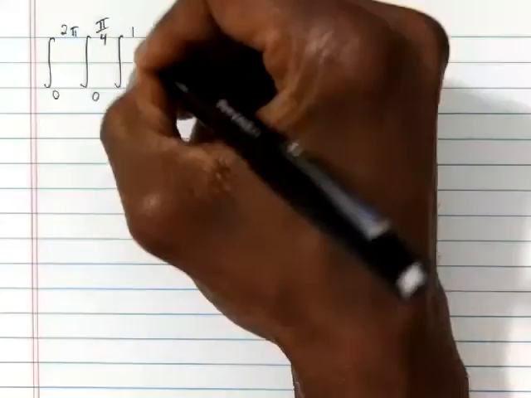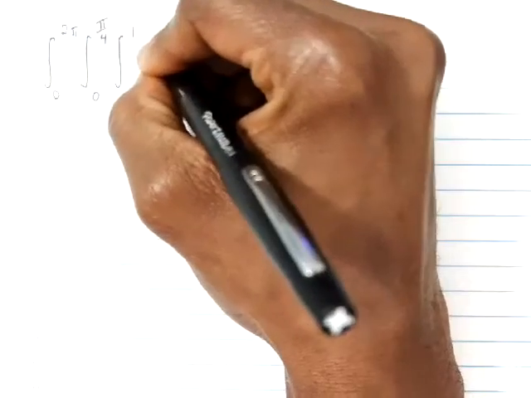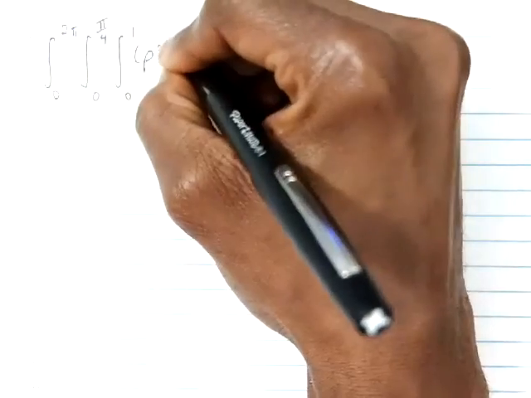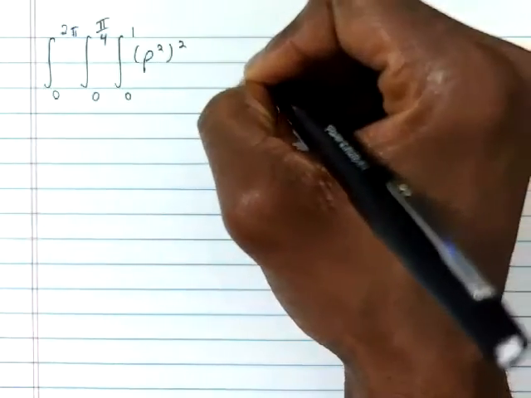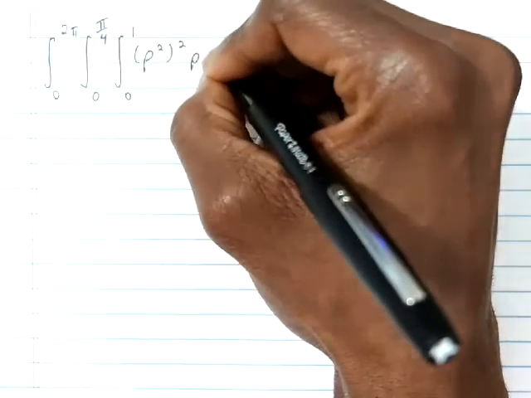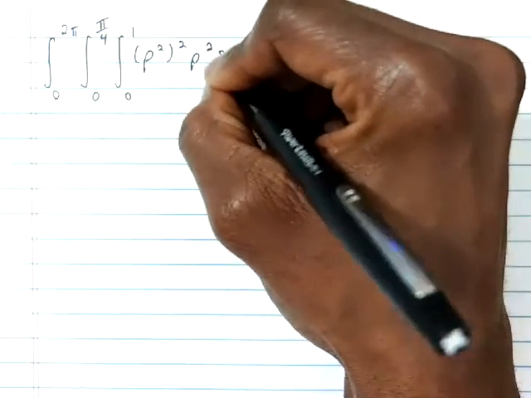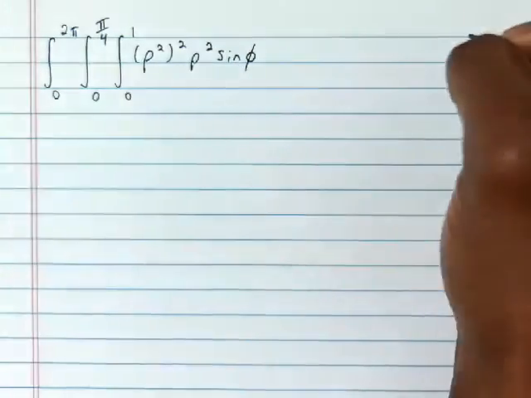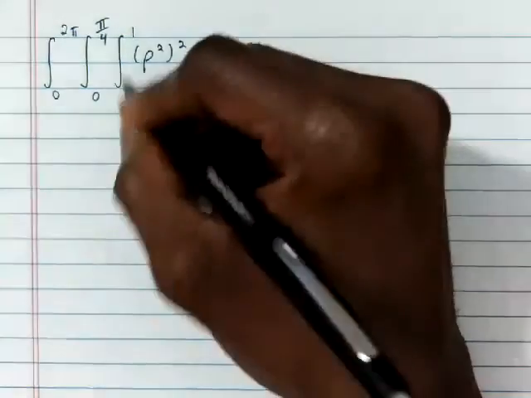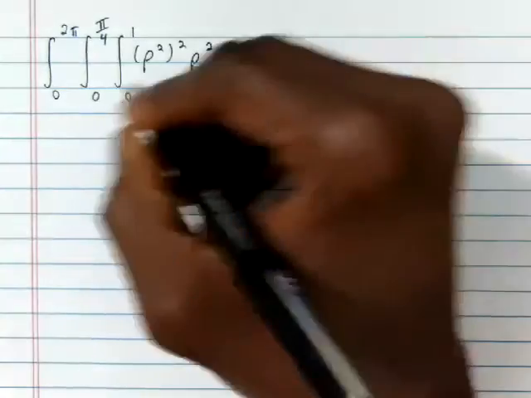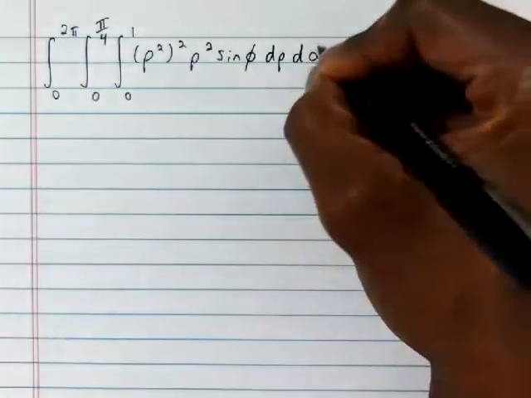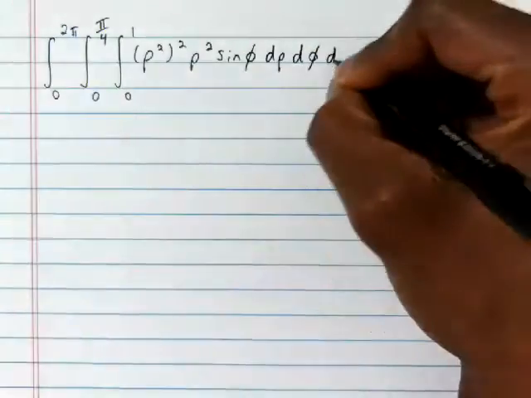Our integrand we were given in the problem was x squared plus y squared plus z squared, quantity squared. But remember, we need to convert to spherical coordinates. x squared plus y squared plus z squared is rho squared. So we have rho squared, squared, and then don't forget about that factor, rho squared sine phi, that we're going to have there. Then these are rhos, so that's d rho. These are phi, that's d phi, and those are thetas, so that's d theta.